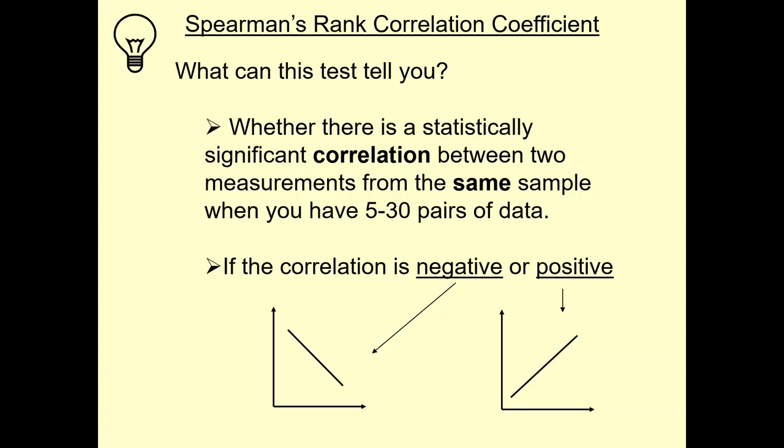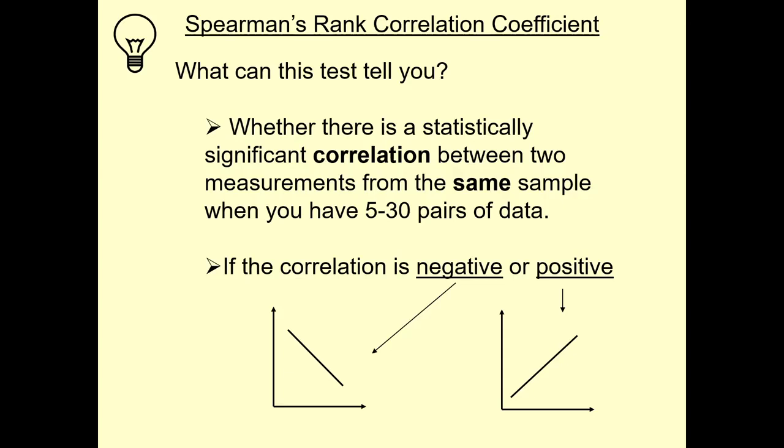So what can this test tell you? It'll tell you whether or not there is a statistically significant correlation between two measurements from the same sample. If the correlation is negative and if the correlation is positive. You may have seen this before at GCSEs. It's where you do a line of best fit through some data and you describe the correlation.